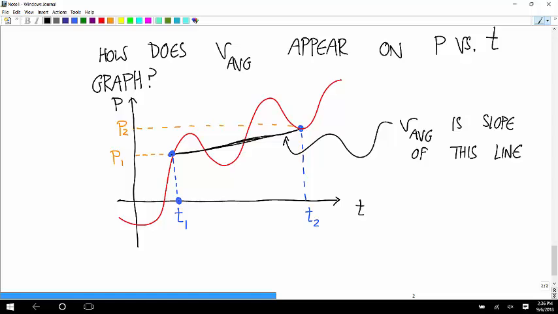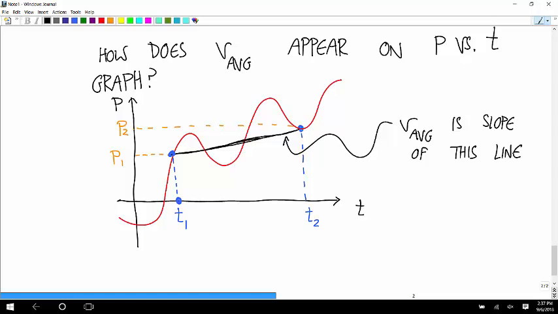And it makes sense if you think of the slope as the rise over the run, because what's the rise from this point to this point? You're going from P1 to P2. So the rise is just P2 minus P1. And that's the numerator of that formula for the average velocity. And the run is just this distance. So that's T2 minus T1. And that's the denominator of the formula.